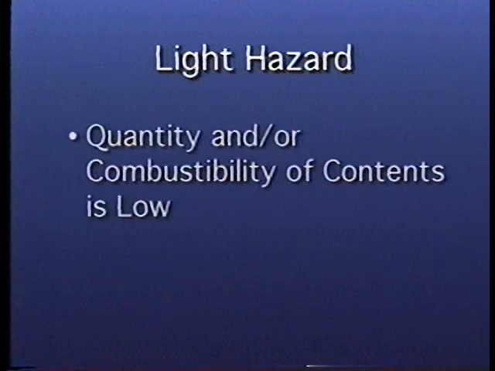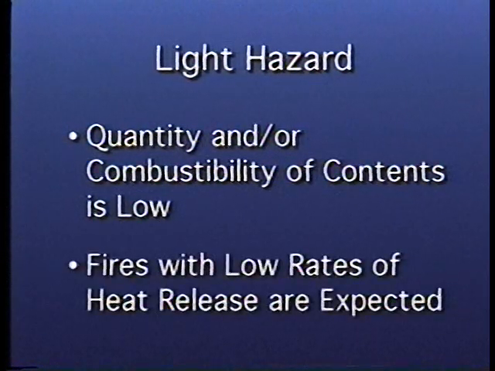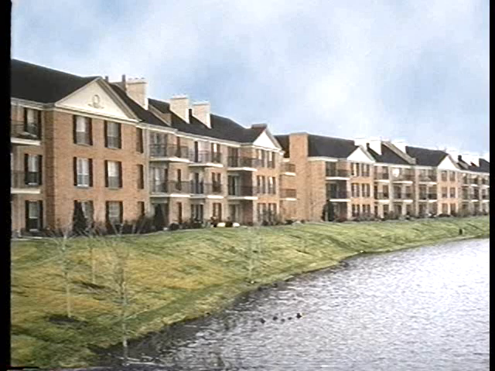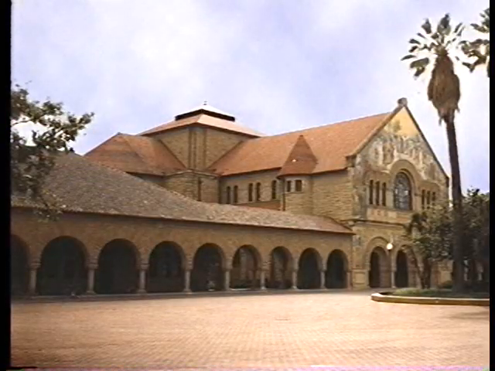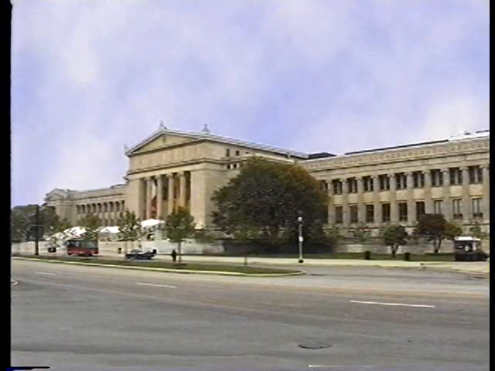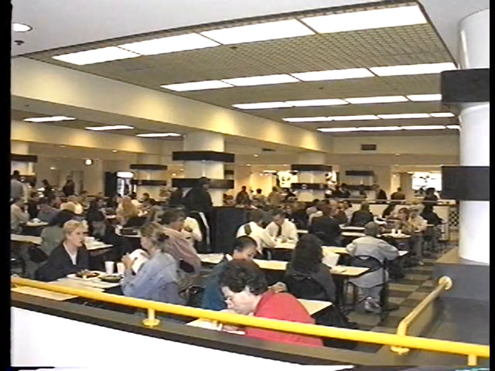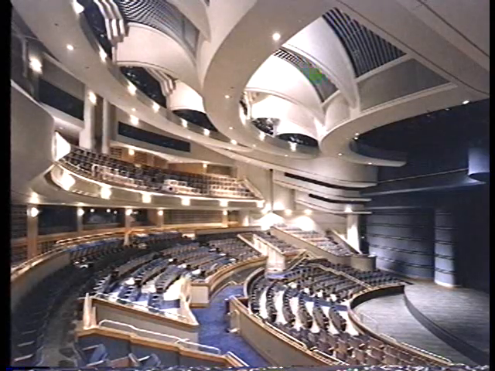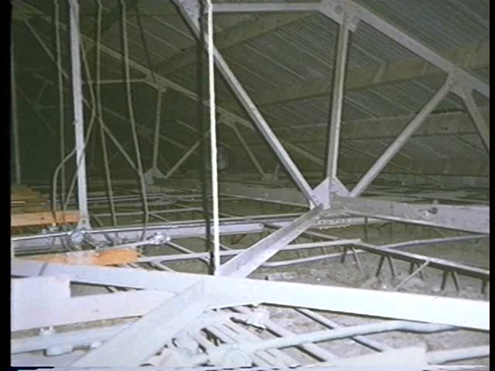Light hazard occupancies are defined as occupancies or portions of other occupancies where the quantity and/or combustibility of contents is low, and fires with relatively low rates of heat release are expected. The light hazard classification encompasses residential occupancies. Other examples include churches, schools, hospitals, nursing homes, most libraries, museums, offices, restaurant seating areas, theaters, auditorium seating areas, and unused attic spaces.